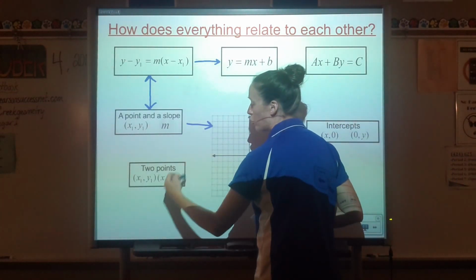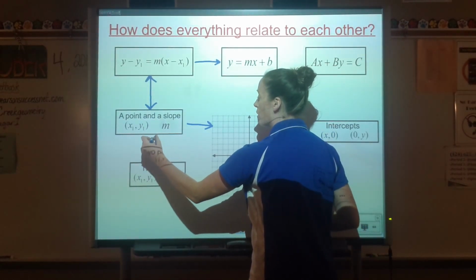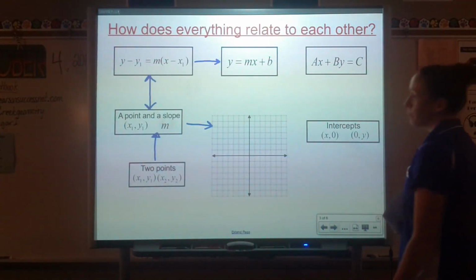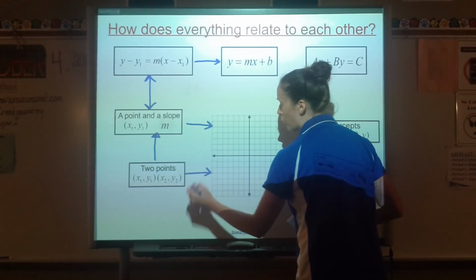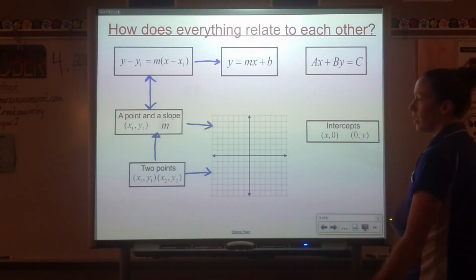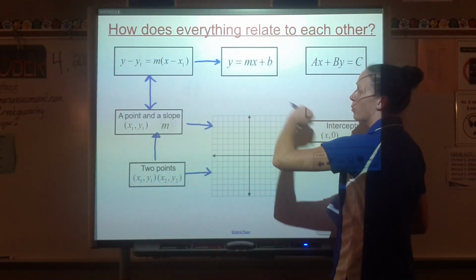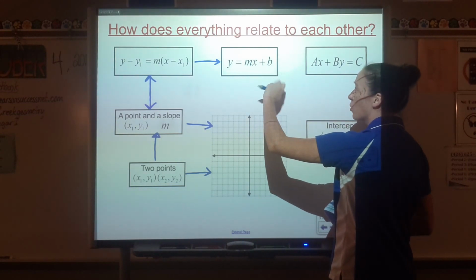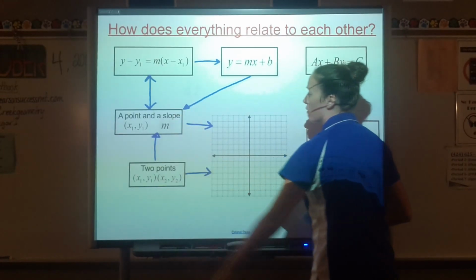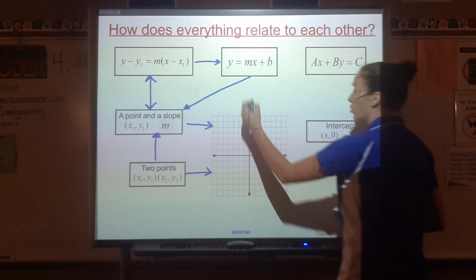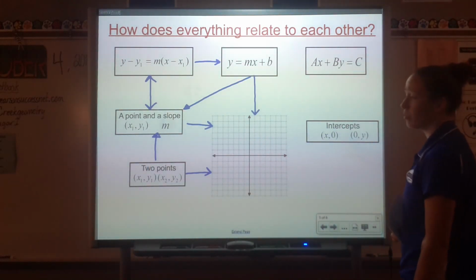Down at the bottom, if you had 2 points of information and that's all you had, what could you do? Well, you can find that slope value, which can then lead you other places. With 2 points, you could also go straight to the graph. Moving more towards that middle column, if you had slope-intercept, what could you do with slope-intercept? You'd know your slope and your y-intercept, which is a point. So you could slide right over there to a point and a slope. You could also go to the graph, and we'll practice with that in just a moment.